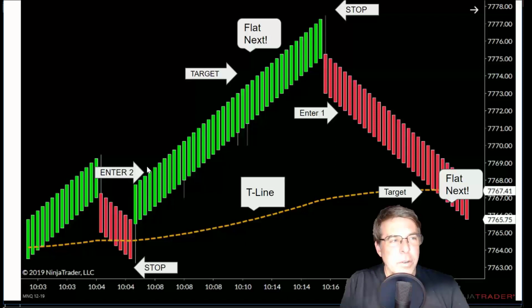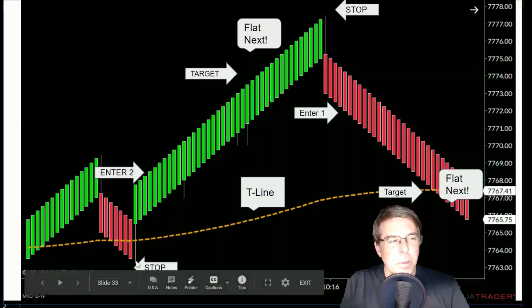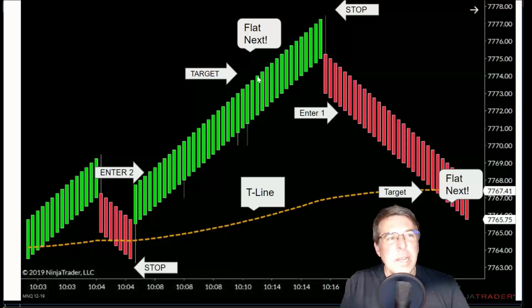Here's our entry right here. Our stop is going to go below the R bar right here, and our target is going to be 2 times our risk. I didn't measure it all out here, but here's around where our target is going to be. All right, so we're now flat and we're looking for the next turn.